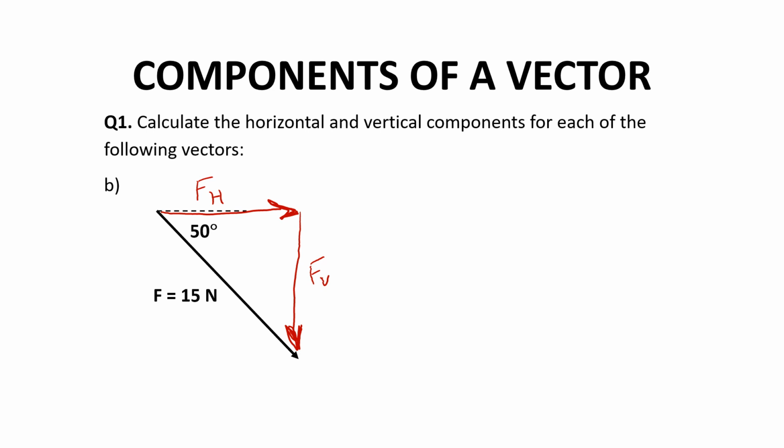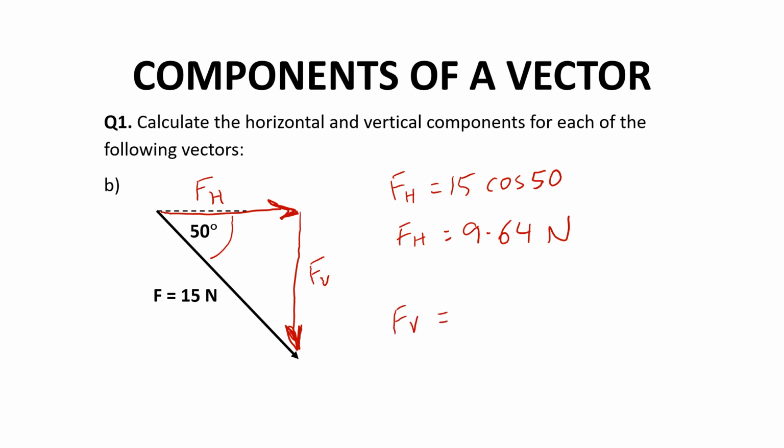So here, f horizontal is next to the angle, so f horizontal equals hypotenuse cos theta. So 15 cos 50. Therefore, let's calculate the value of fh. 15 cos 50 equals 9.64 newtons.